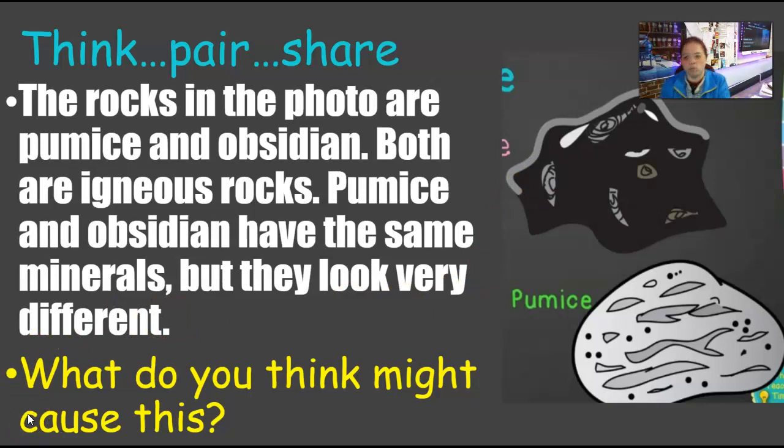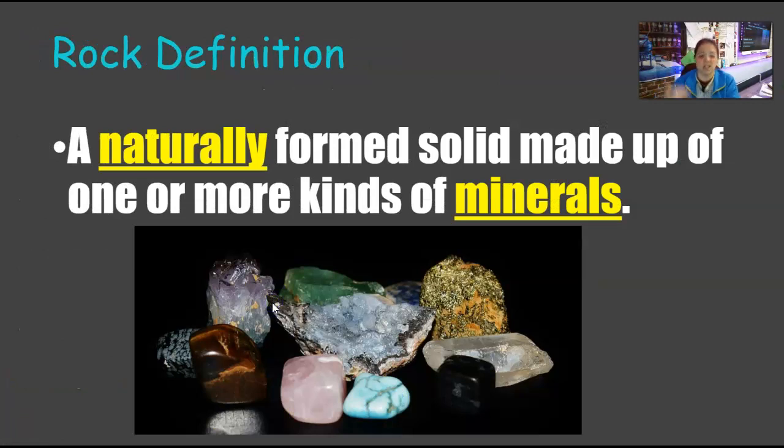So just to give you another view, this right here is obsidian, and this right here is pumice. Now, what might have caused this? All right, so let's get down to the basics. What is the definition of a rock? Well, a rock is a naturally formed solid made up of one or more kinds of minerals. Remember, minerals have 5 characteristics where rocks have 2. One of them is that they're made up of a mineral.